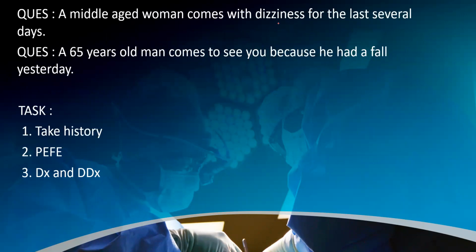A middle-aged woman comes with dizziness for the last several days. Or sometimes a 65-year-old comes to see you because he had a fall yesterday. No, you don't assume. It should be mentioned in the question, Dr. Manoj, whether it is a GP setting or ED setting.